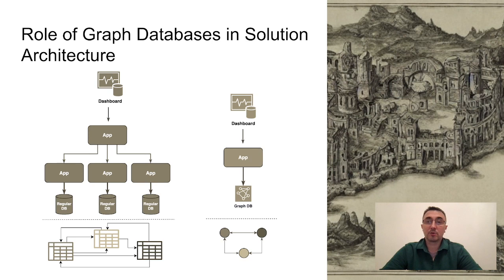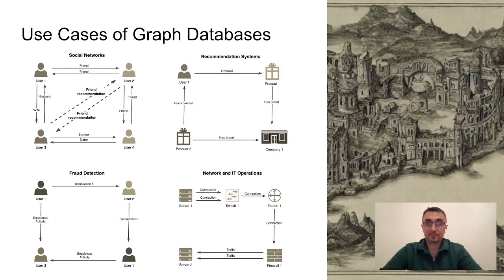Now, let's discuss the role of graph databases in solution architecture. In many real-world scenarios, data is inherently connected. Whether it's social networks, supply chain logistics, or fraud detection, understanding relationships is crucial. Graph databases excel in capturing and querying those intricate relationships, providing a more efficient and intuitive way to represent complex data structures. Graph databases are particularly useful in scenarios where relationships between data points are essential.